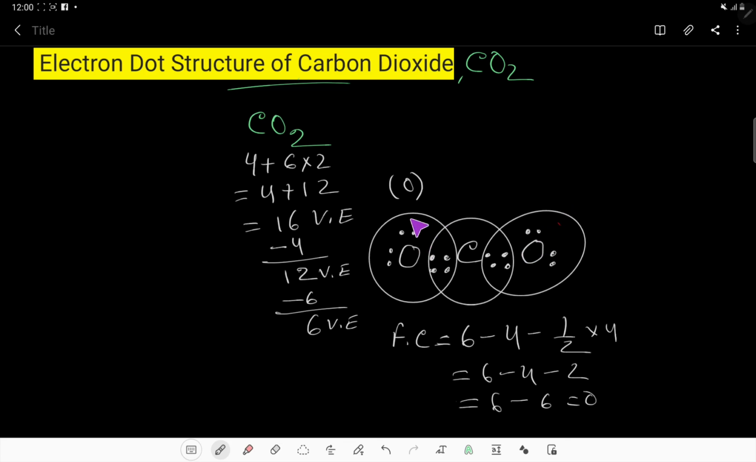Since the electronic structure of this oxygen and this oxygen is similar, it also will have 0 formal charge. What is the formal charge for this carbon? Look, the valence electrons of carbon is 4, minus unshared electrons 0, minus half of shared electrons, 8 halved is 4. So 4 minus 4 is 0. So the formal charge in carbon dioxide for the carbon atom is 0. So this is the best and stable Lewis structure.